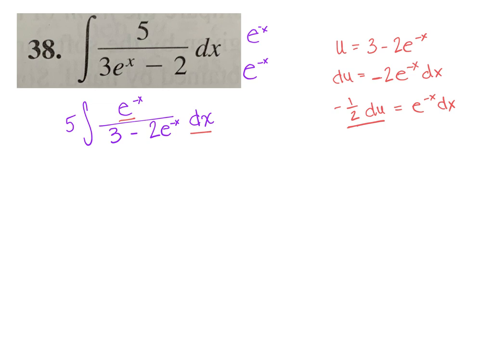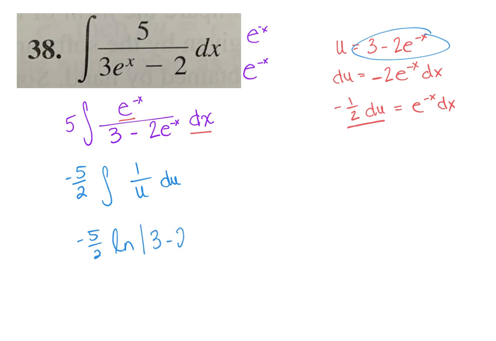All right. And so I can pull the negative 1/2 out. So we have our negative 5/2 here. And then I have just 1 over u du. That's an easy antiderivative, right? That's just natural log. So I end up with negative 5/2 natural log of my u, and we can just replace that u. And then plus c.